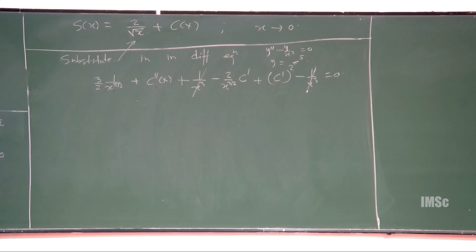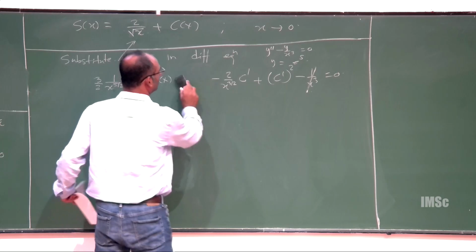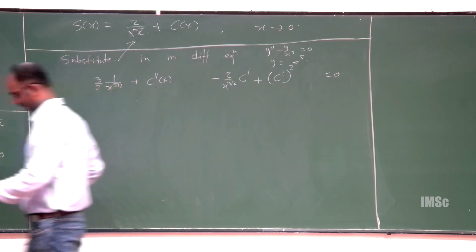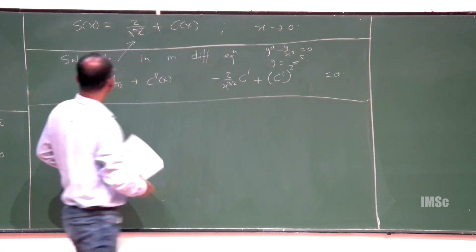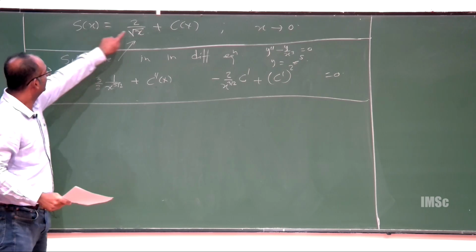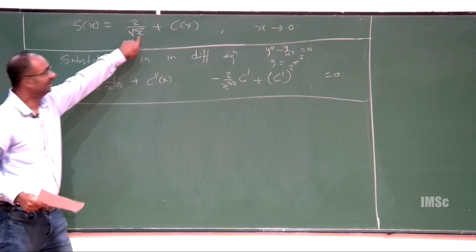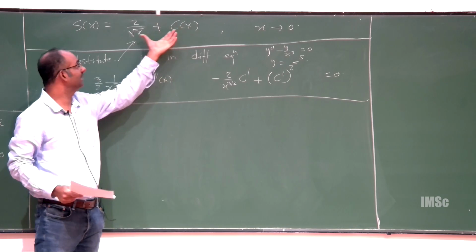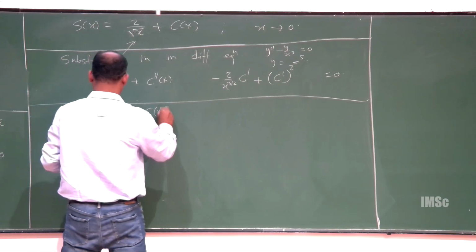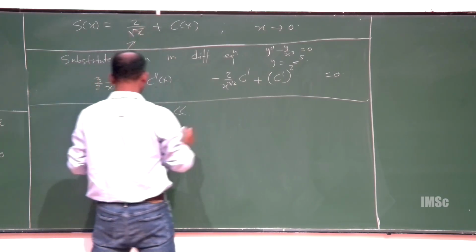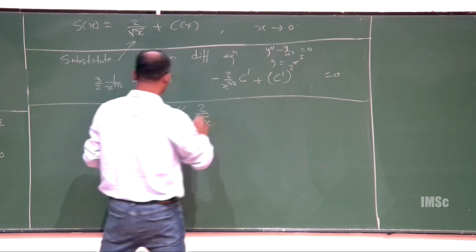Okay, so that is what we have now. And remember, we are doing asymptotic analysis. Since we said S of x is asymptotic to 2 over square root of x, that C of x should be much smaller than 2 over square root of x, right? So because of our original assumption, C of x should be much smaller than 2 over root x.